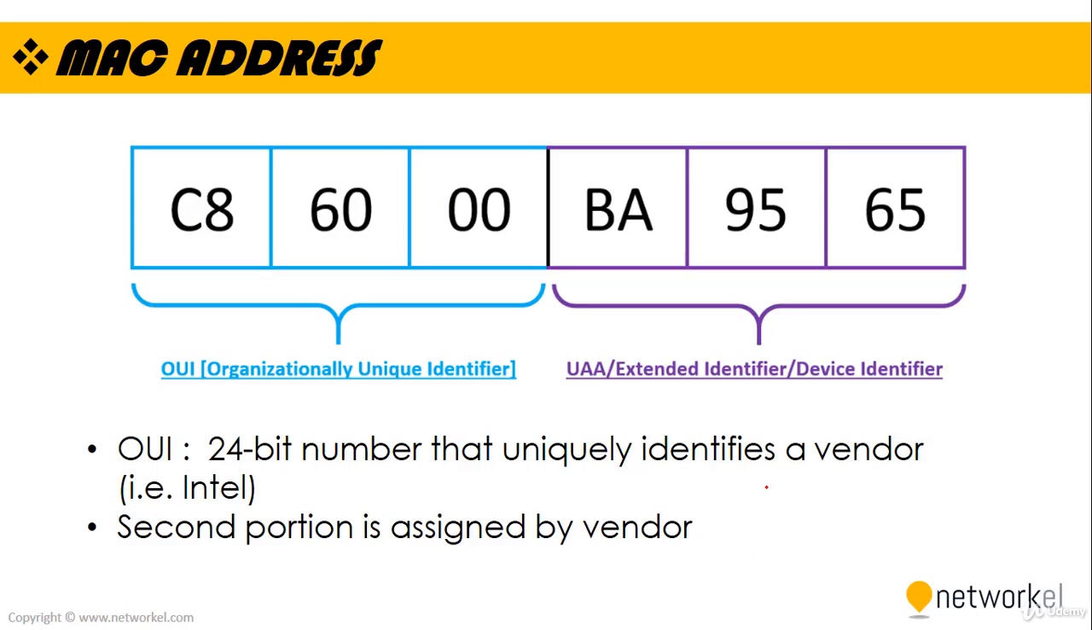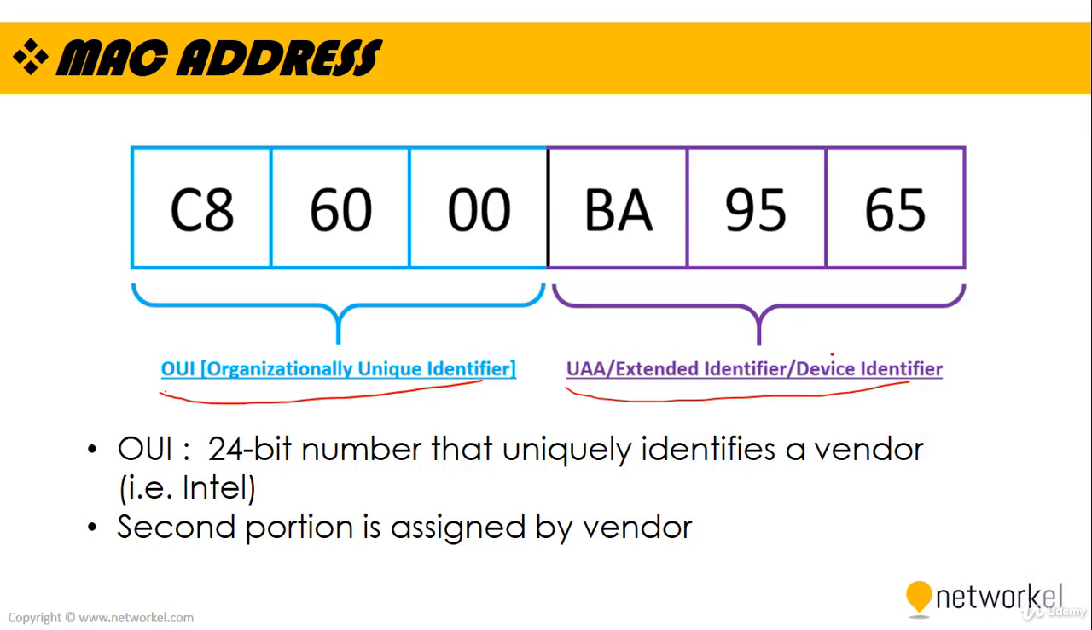MAC addresses are assigned to network devices such as PCs, printers, servers, etc. and consist of two portions, as you can see here. The first portion is the OUI and the second is the UAA, or Extended Device Identifier. The first portion is the OUI, an organizationally unique identifier. The OUI is a 24-bit number that uniquely identifies a vendor, manufacturer, or other organization.